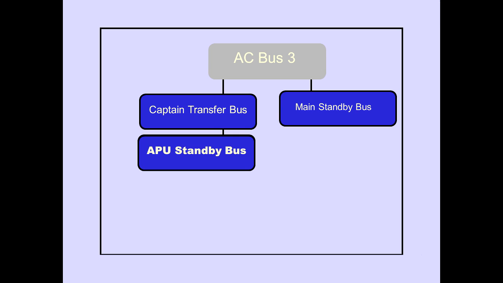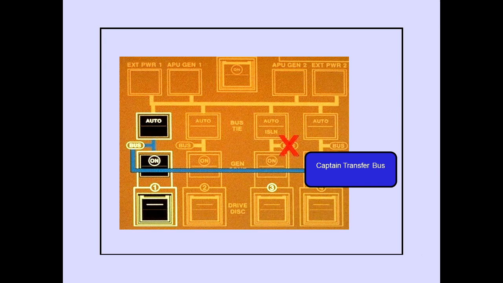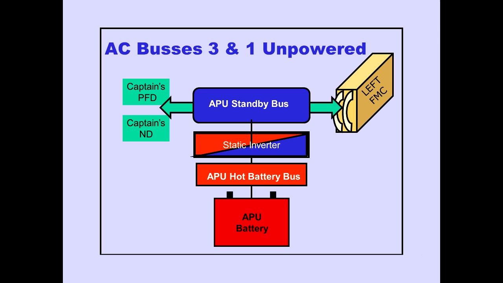The captain's transfer bus powers the APU standby bus, which powers the left PFD, the left ND, and the left FMC. If AC bus 3 is unpowered, the captain's transfer bus is automatically transferred to AC bus 1 for backup power. If AC buses 3 and 1 are unpowered, the captain's transfer bus is unpowered.